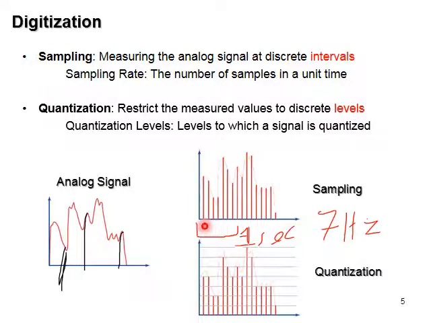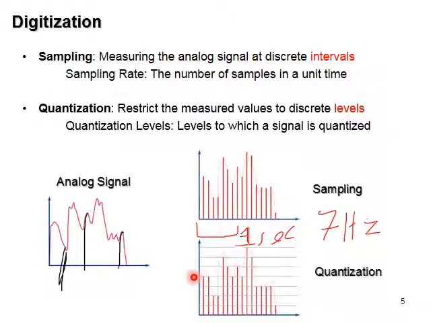So the sampling defines at what time points you will measure the value of that signal, while quantization defines the actual value that will be stored for every sample. So we are restricting, in this example, to only 8 levels here. So what are quantization levels? The number of levels to which a signal is quantized. In that case, it was 8.